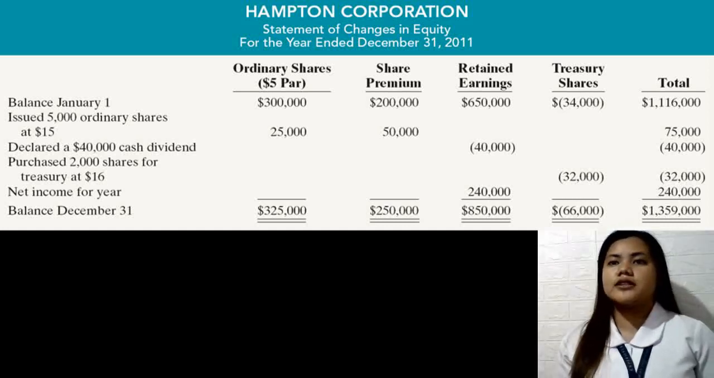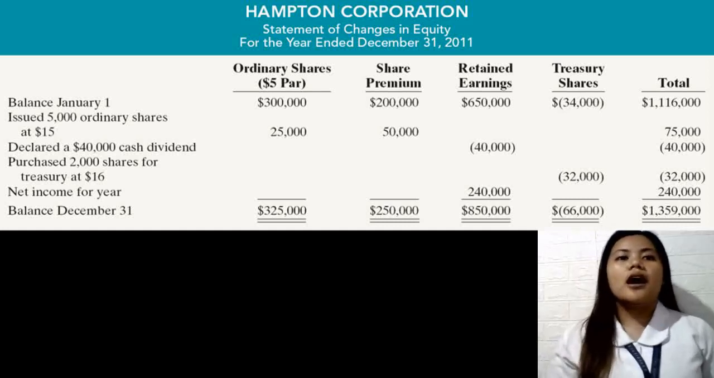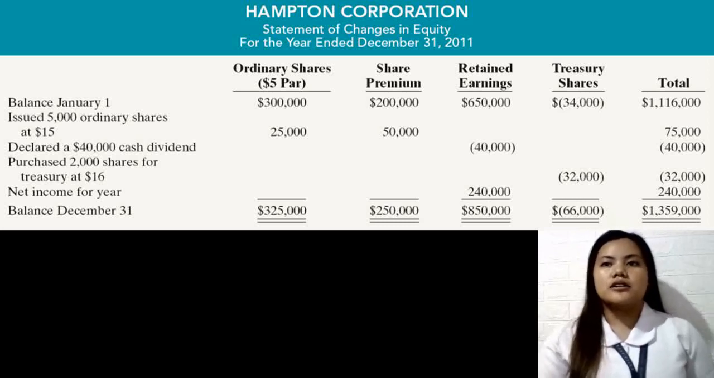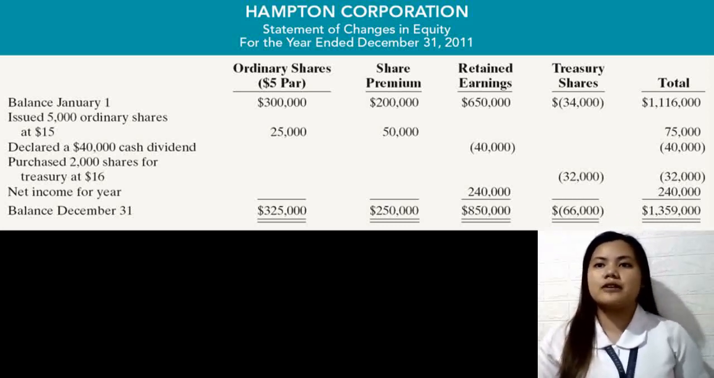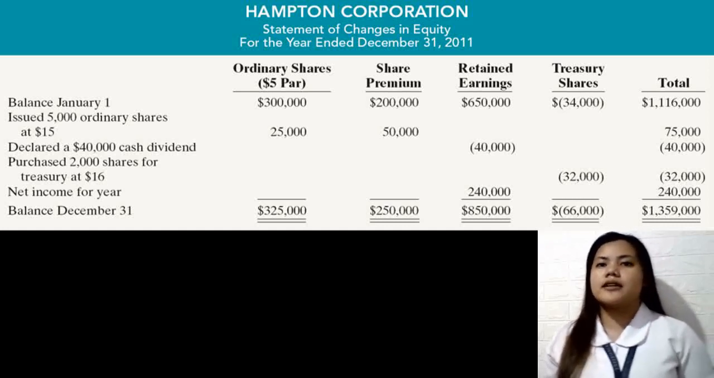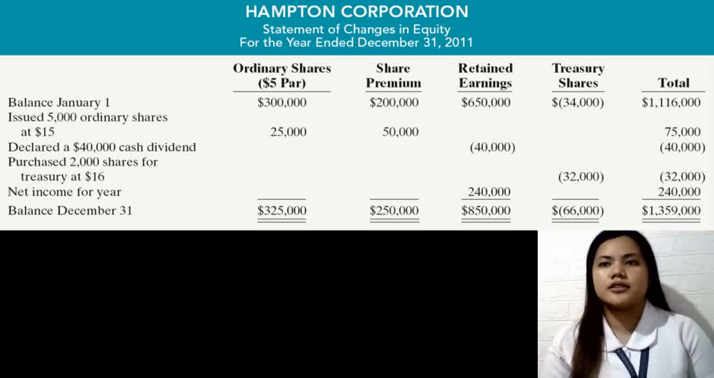So here the cash declared is $40,000 in cash dividends, so it was extended. The purchase of 2,000 shares at $16 is $32,000 of treasury shares. Under the treasury shares, $32,000, so it's extended to the total. And the net income is extended, and we have this total of $1,359,000.